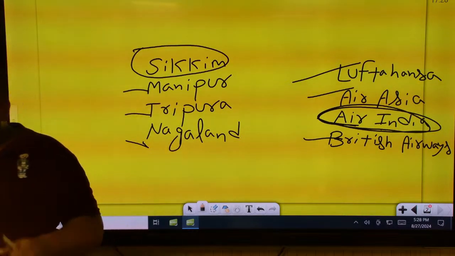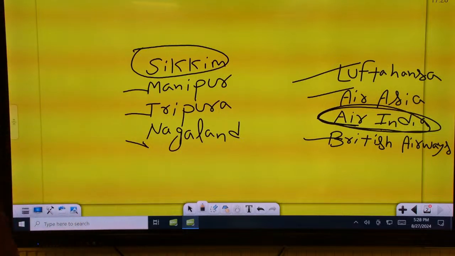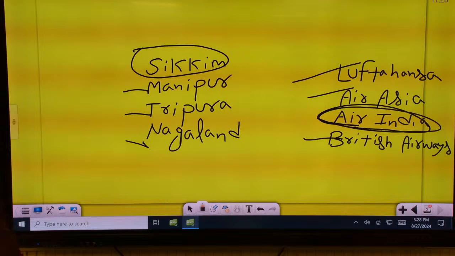So in the next class, we will start the chapter either from letter and number coding-decoding or number series, the two most important parts of reasoning. There are 6 or 7 questions from those, right? So thank you very much.